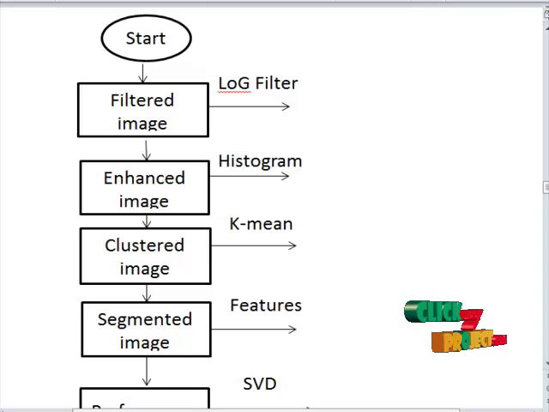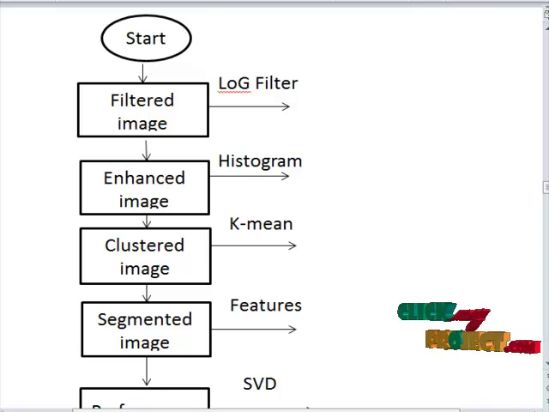In this flowchart, remote sensing images are taken as input to the system and saved into the computer. After that, the input image is converted into the grayscale image, and in order to improve the quality of the images, we normally employ some filtering operations. Then the grayscale image is filtered by using Laplacian of Gaussian filters.